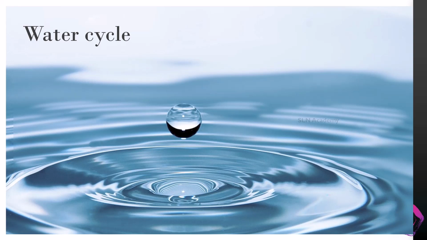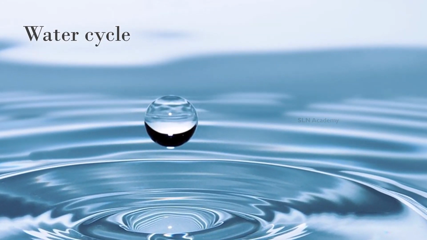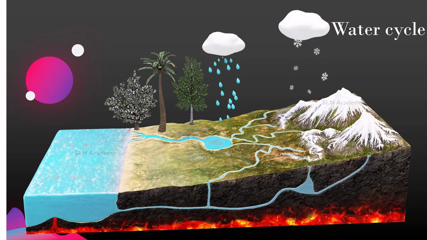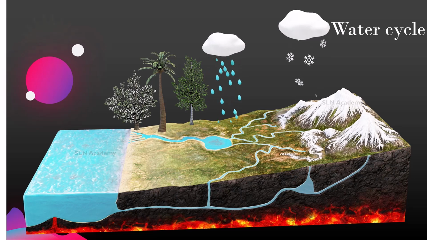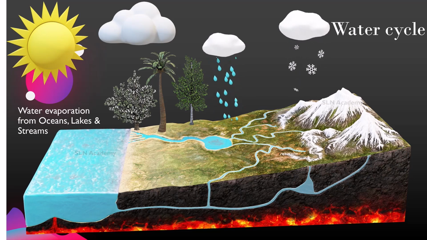Water cycle. We can observe these different states of water in case of water cycle as well. Let us have a look at it in detail. Physical processes such as freezing, melting, evaporation, and condensation are responsible for the occurrence of water cycle. The heat from sun initiates the process of evaporation. Water evaporates and turns into steam or water vapor.